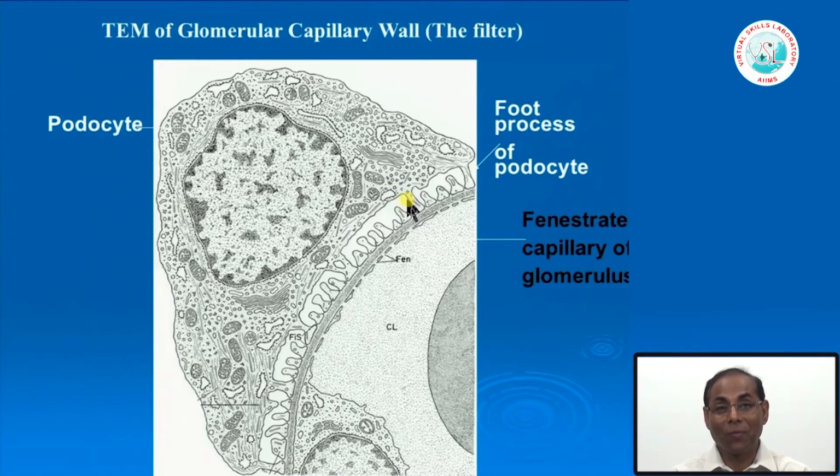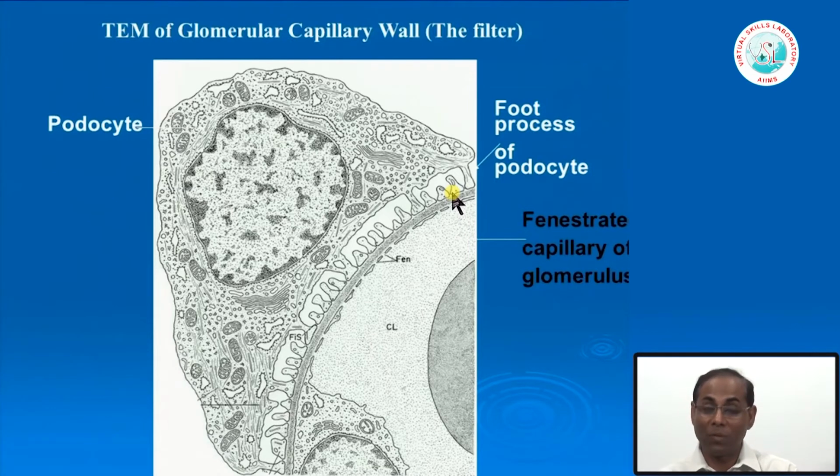They are like your foot with your shoes on, so they are all expanded at the tip. In between two foot processes, they are joined very tightly by the slit pore membrane. We will come to that. That is the main important structural thing which maintains the integrity of the glomerular filtration barrier.